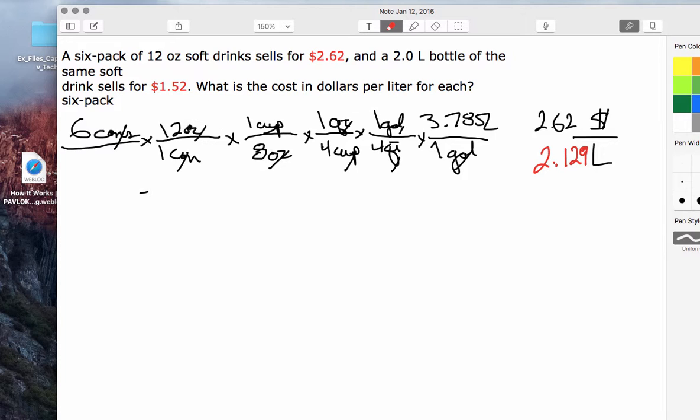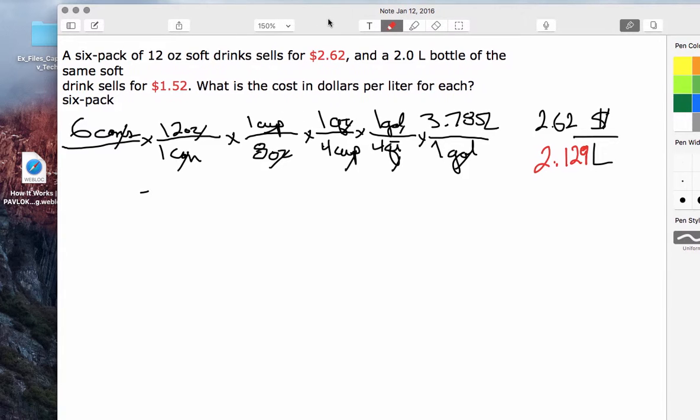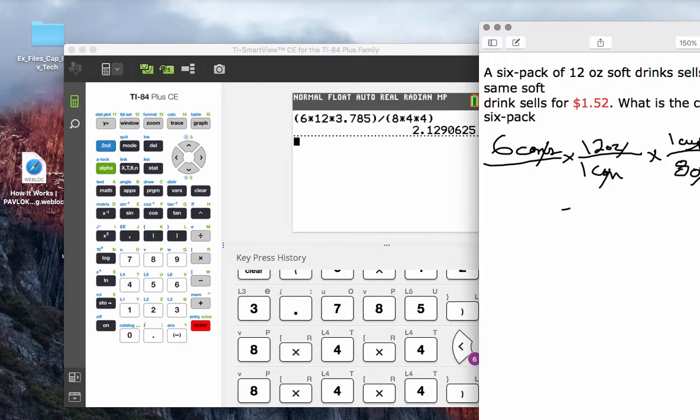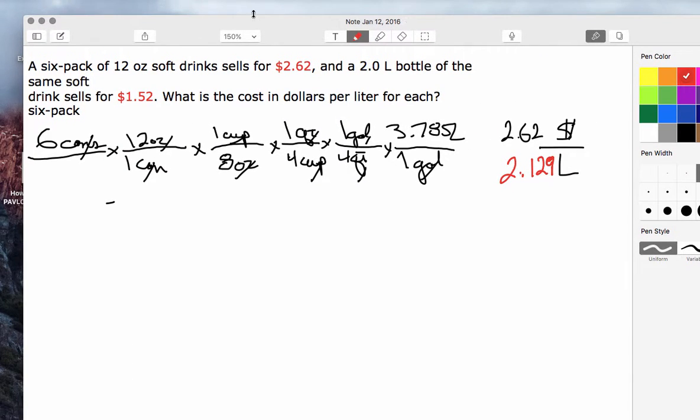You don't count definitions towards significant figures, so none of these count towards the number of significant figures that I'm carrying. So another thing we can do is to say, okay, we're looking at 6 times 12 or 72. We're looking at 72 ounces, and the question is, how many liters is that? That's what we just calculated.